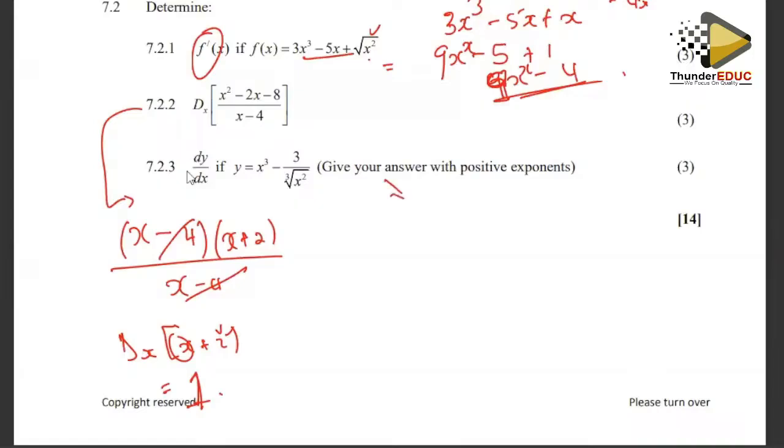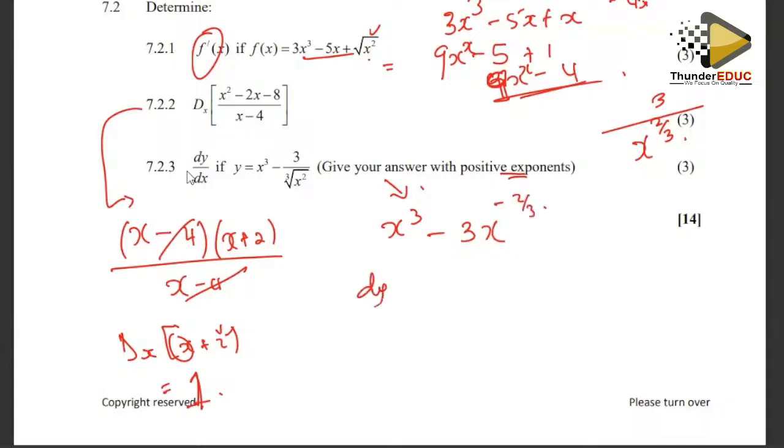Okay, then 7.2.3. Still here, they want the answer with positive exponents. Why are they so strict now? Okay, let's do that. So it's going to be x cubed minus 3. We know that the cube root of x squared is going to be x to the 2 over 3. Then we take it on top. It's going to be x to the negative 2 over 3.